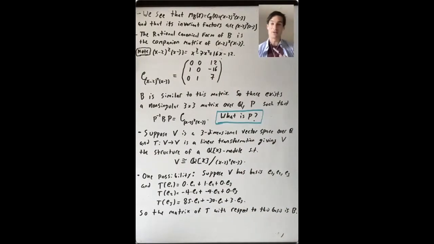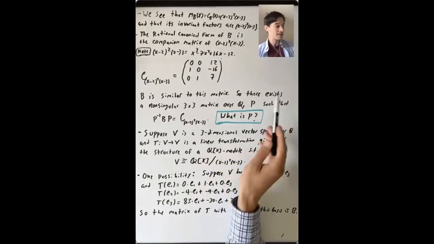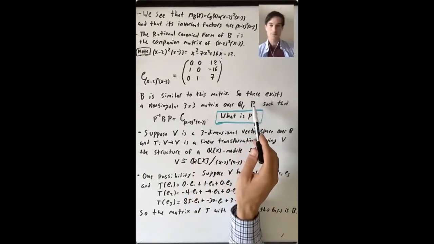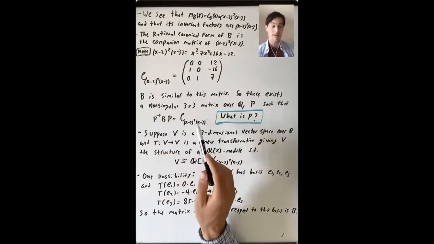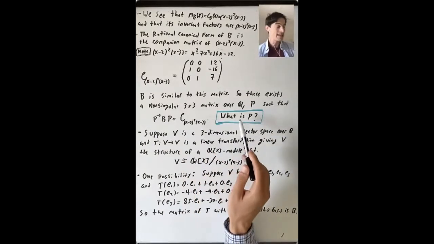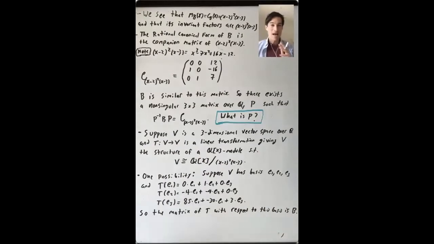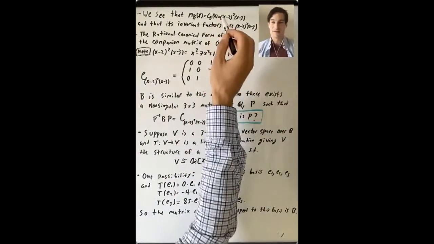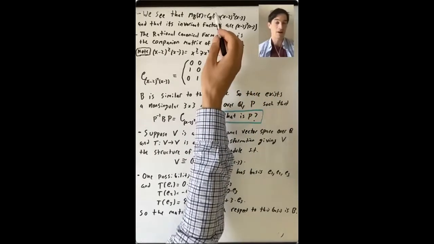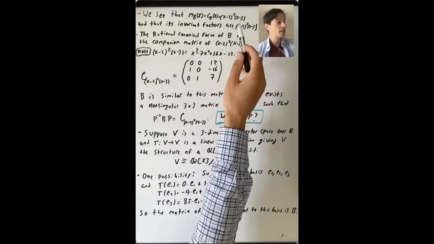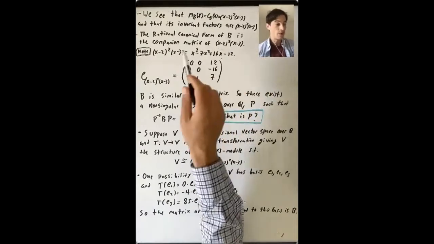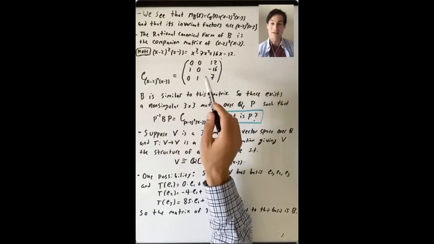We know that B is similar to its rational canonical form. So there exists a non-singular 3×3 matrix over Q, let's call it P, such that P inverse BP equals this companion matrix, this rational canonical form matrix. What is P? So let me back up and say that we already knew this from the beginning of the lecture by computing the characteristic polynomial and then checking which of the two possibilities for the minimal polynomial was actually the minimal polynomial for B. We could see what the invariant factors of B were. So we know that B is similar to this matrix in rational canonical form.